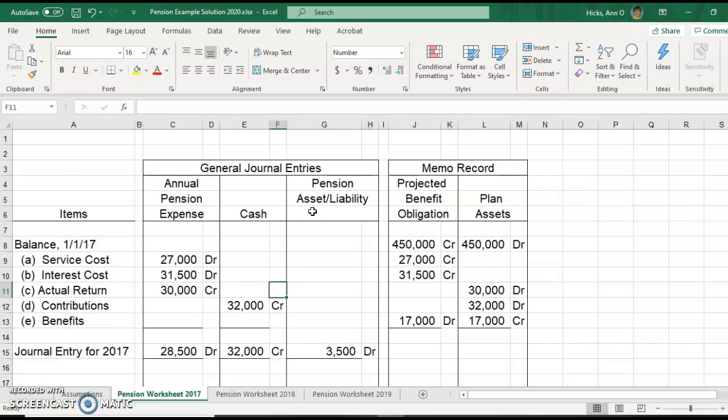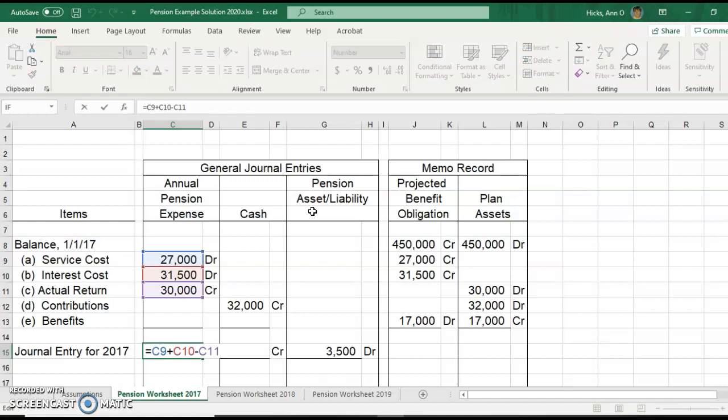And then down here, we come down to a grand total, which is actually the service cost plus the interest cost minus the return. And this says in 2017, we need to record $28,500 in pension expense.